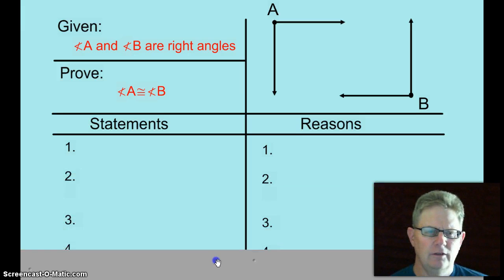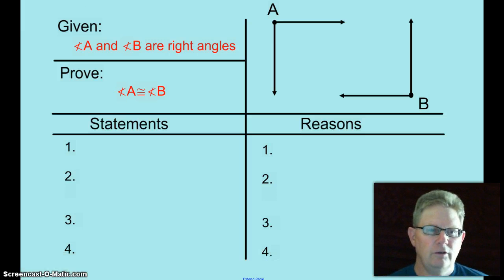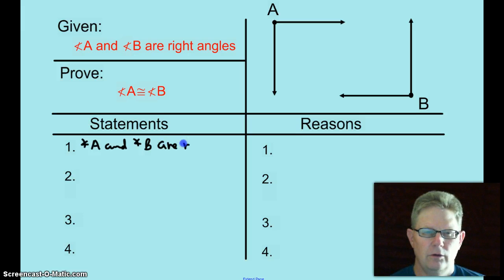I don't even need this. I can just get rid of that, can't I? Because there's not going to be any secrets this time. What are you going to start with for a statement? Only thing you can. Angle A and angle B are right angles. Why? It's given.